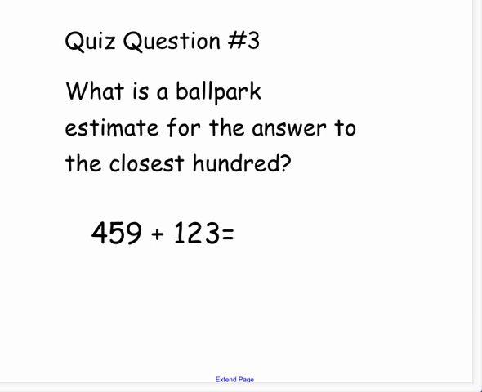And here comes quiz question number 3. What is a ballpark estimate for the answer to the closest hundred? So you need to take 459 plus 123. You need to estimate those numbers to the closest hundred, add those parts up to get your answer. That estimated answer is what you will put for quiz question number 3.